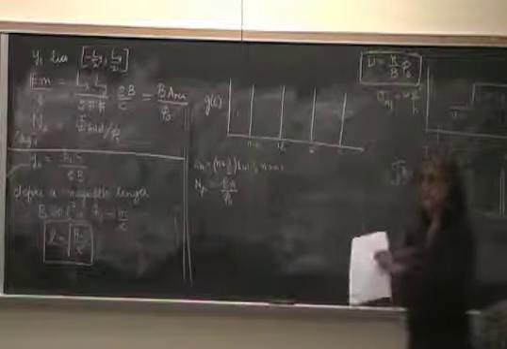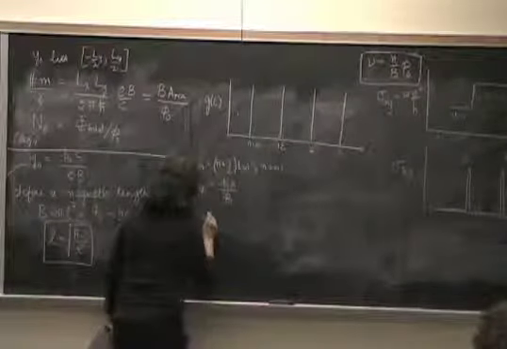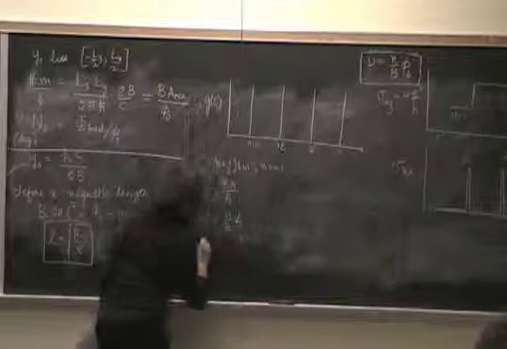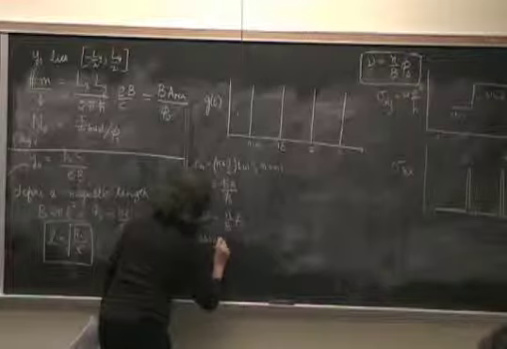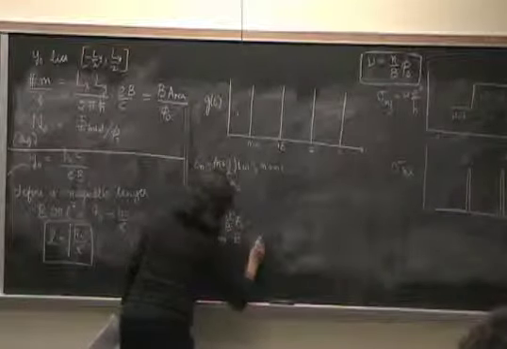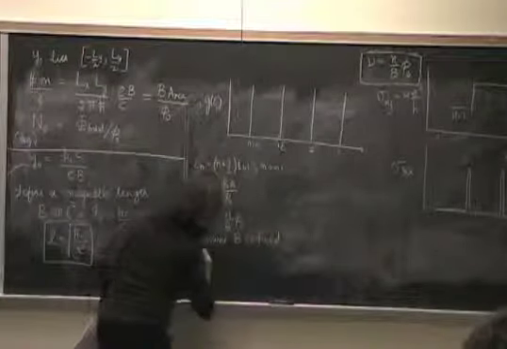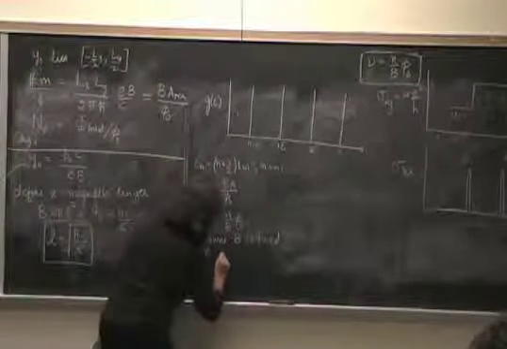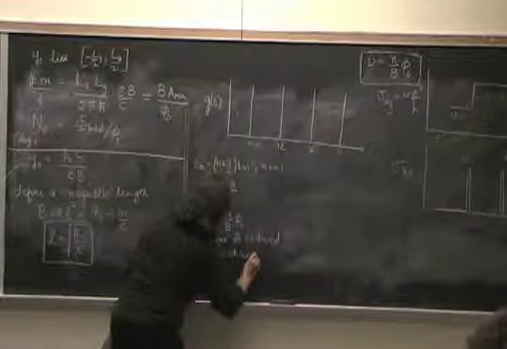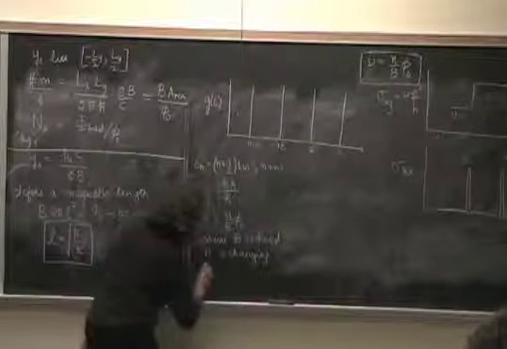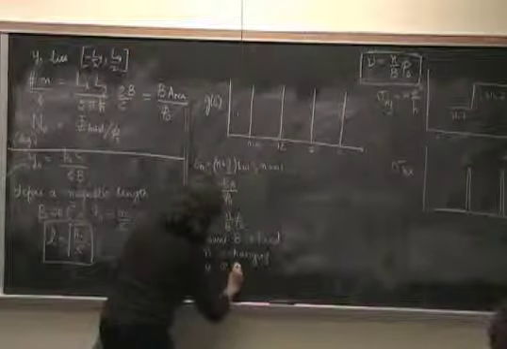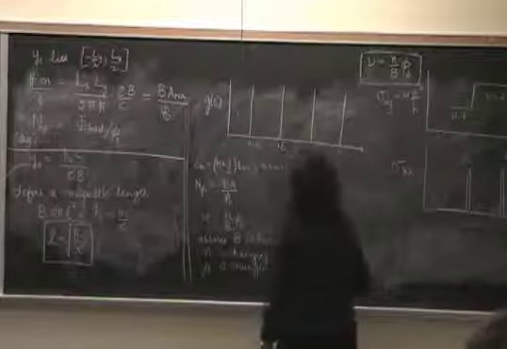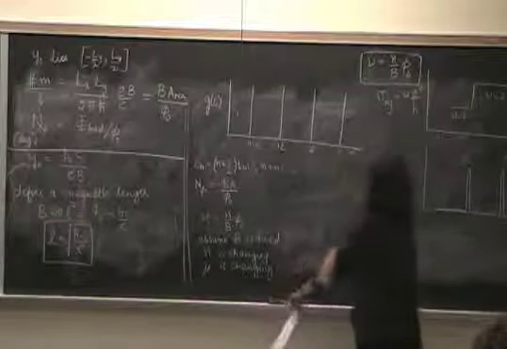So I'm going to view this whole thing in the following way. Nu is n over B phi naught. So I'm going to assume that B is fixed, and n, the density n, is changing. Or you can think of chemical potential mu is changing. They are identical.